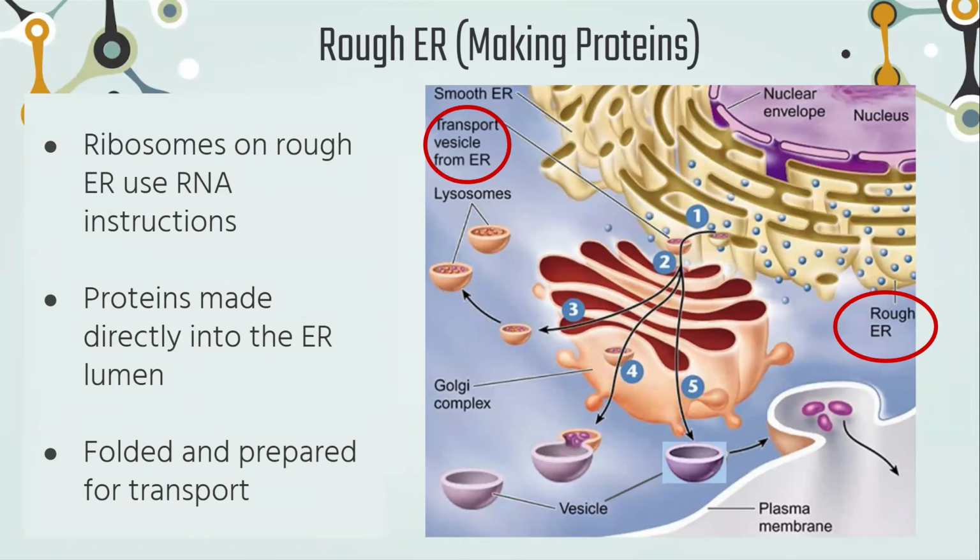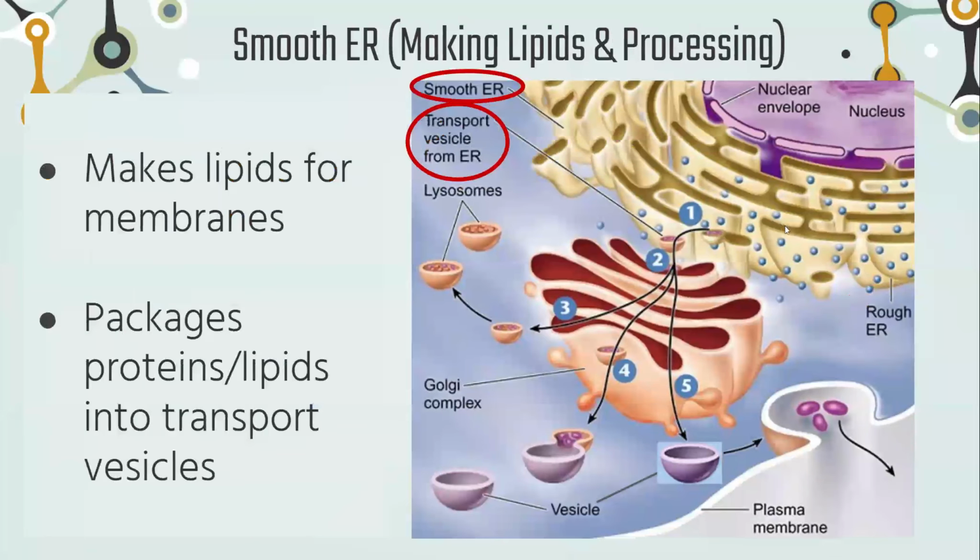And normally, the rough endoplasmic reticulum, or the rough ER, contains these ribosomes, and they use the RNA instructions that are coming from the nucleus to create proteins directly into the ER lumen, which are these gaps right here. Those proteins are then folded and prepared for transport throughout the cell.